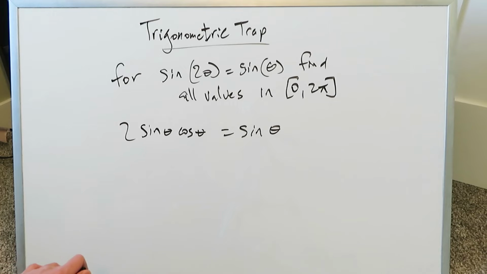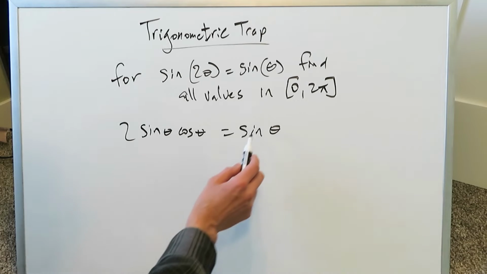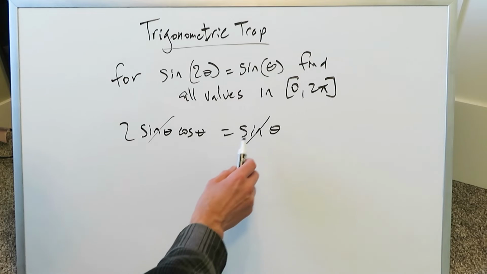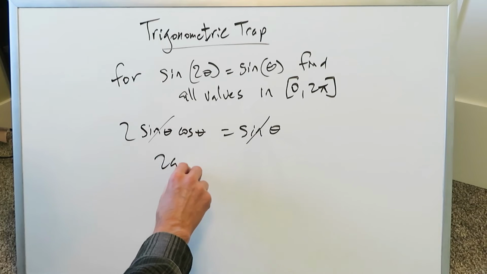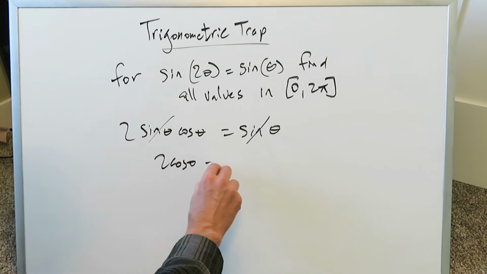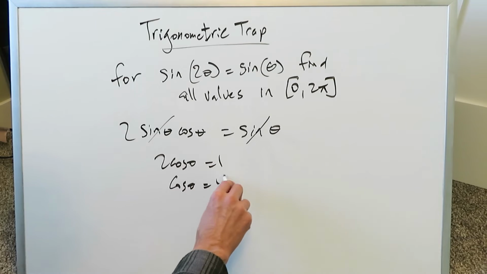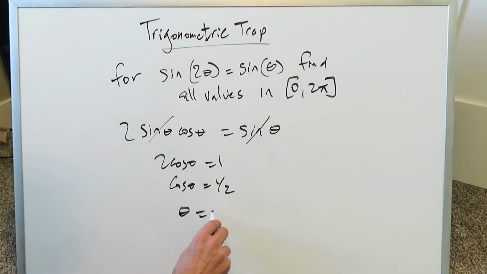The shortcut which some students might make in terms of algebra is they would cancel this out with this, because it looks like it's the same thing, and here you could divide and you would have 2 cosine theta is now equal to 1. And then they'd solve for theta: cosine theta is equal to 1 over 2, and then they'd say theta is equal to the inverse cosine of 1 over 2.